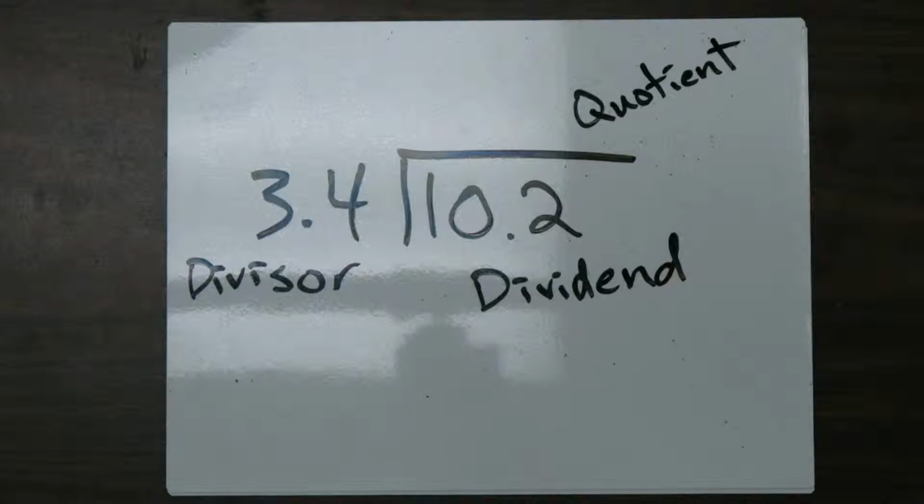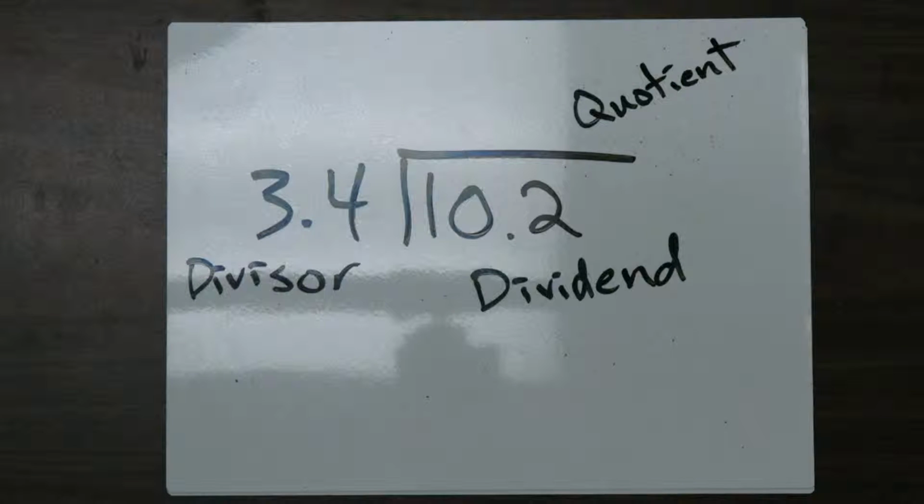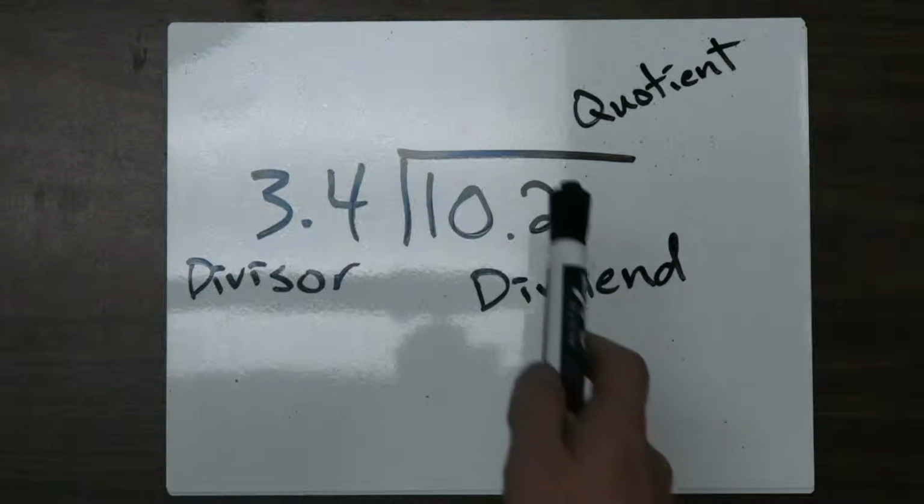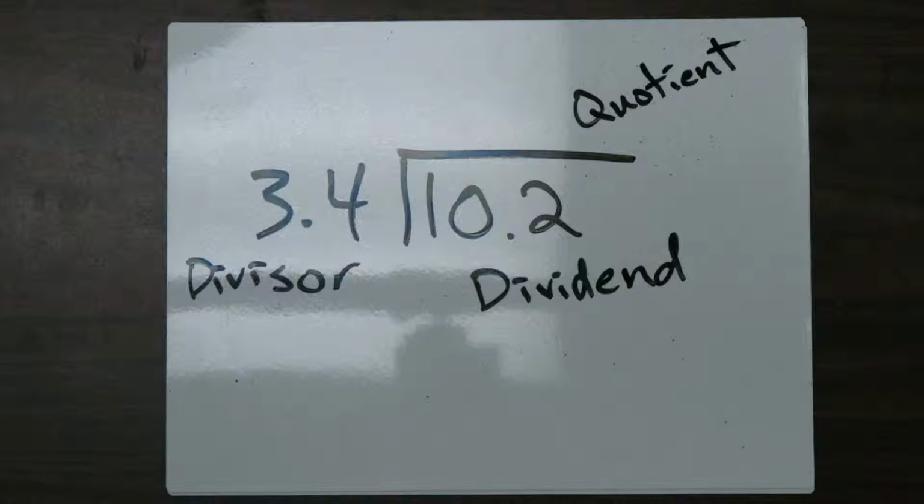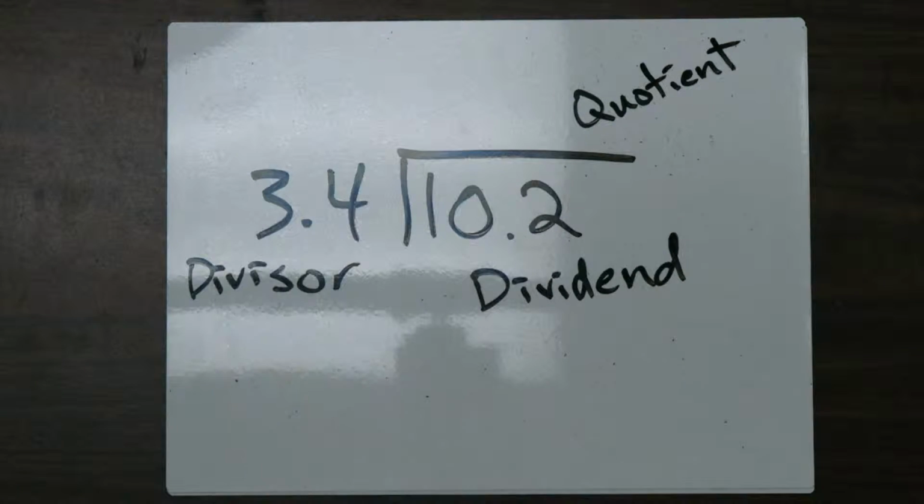Okay, so today we're talking about dividing decimal numbers using the traditional algorithm or the traditional method. So here I have the number 10.2 and I'm dividing it by 3.4. Now when we set up our problem like this, there are specific names for each number based on where it ends up or where it goes in this problem.